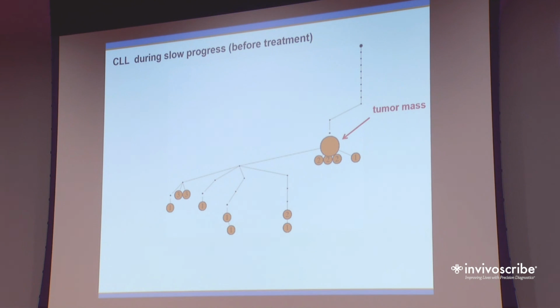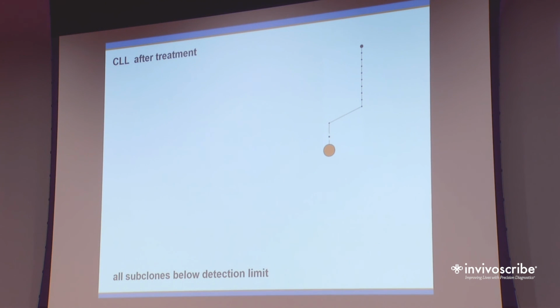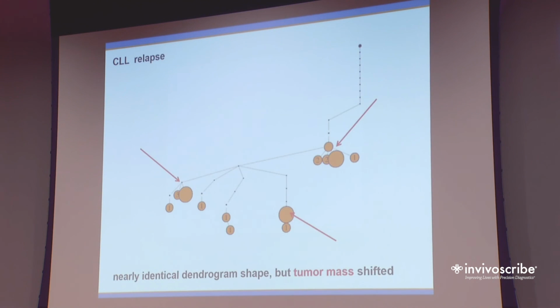This is the first time point, the CLL during the slow progress. So before treatment, we see this is an aggressive CLL clone because the tumor mass, shown here by the big bulb, the most sequences according to the CLL cells, are at the beginning of the tree. So we have early cells, and this is the typical clonal diversification and subclonal composition of the CLL. Now, after treatment, the tumor mass, of course, shrinks, and all subclones are below detection limit. But that doesn't mean they are not there, because all of them come back in the relapse.